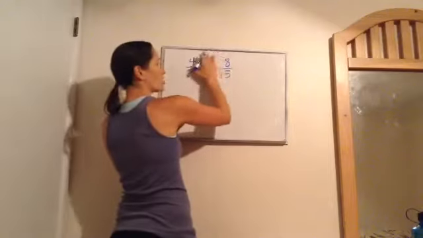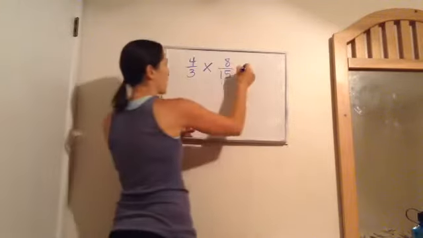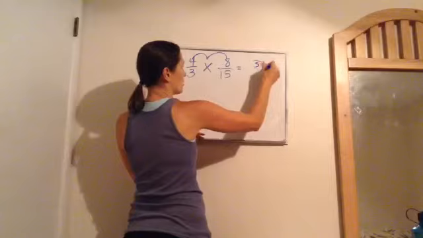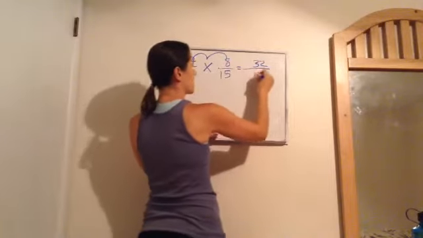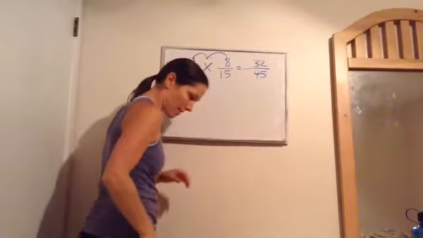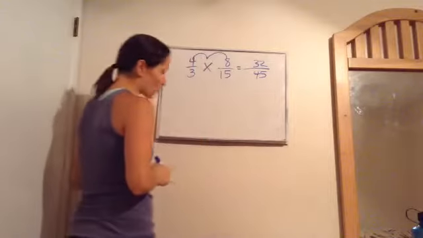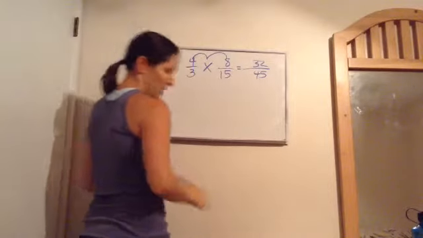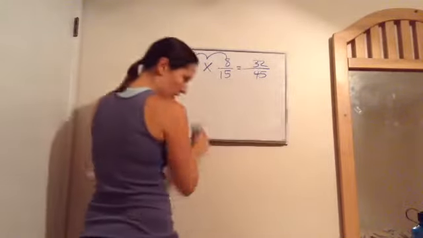Now, it's just like what we did just a while ago. And we would go 4 times 8, 32. 15 times 3, 45. See that? And I don't think that will reduce anymore. Okay, so let's move to another one.